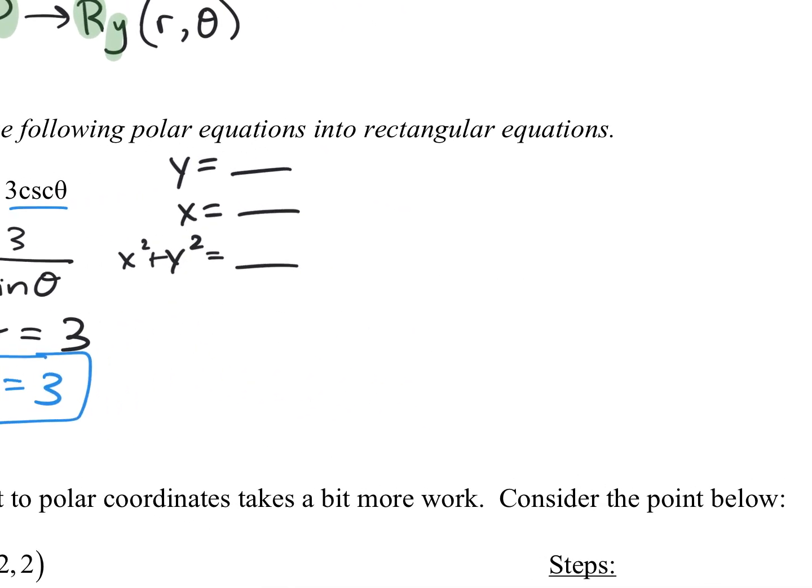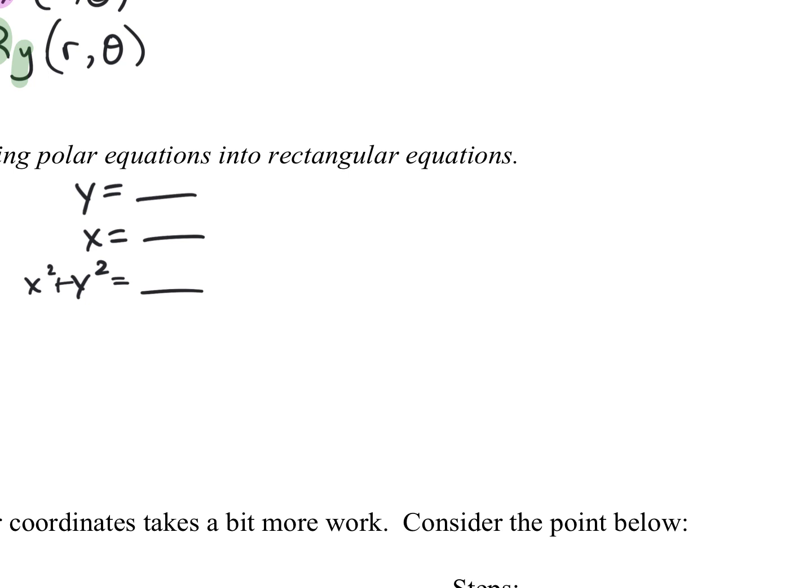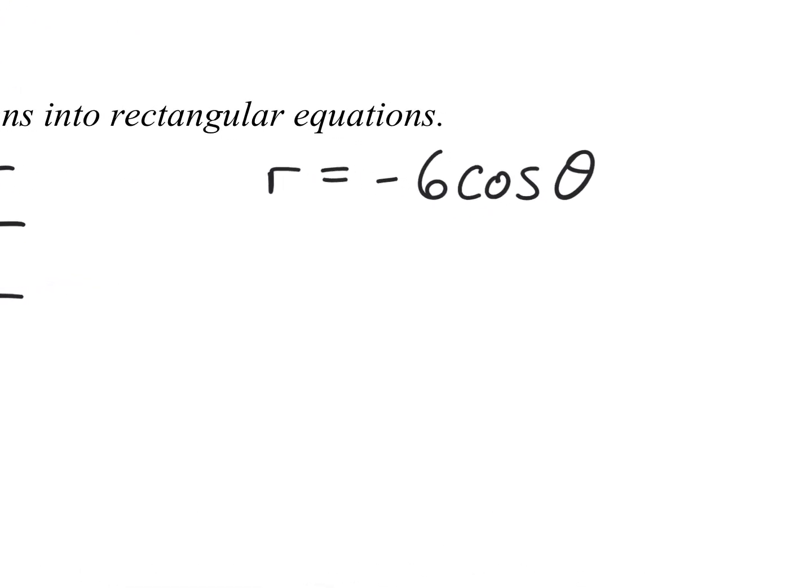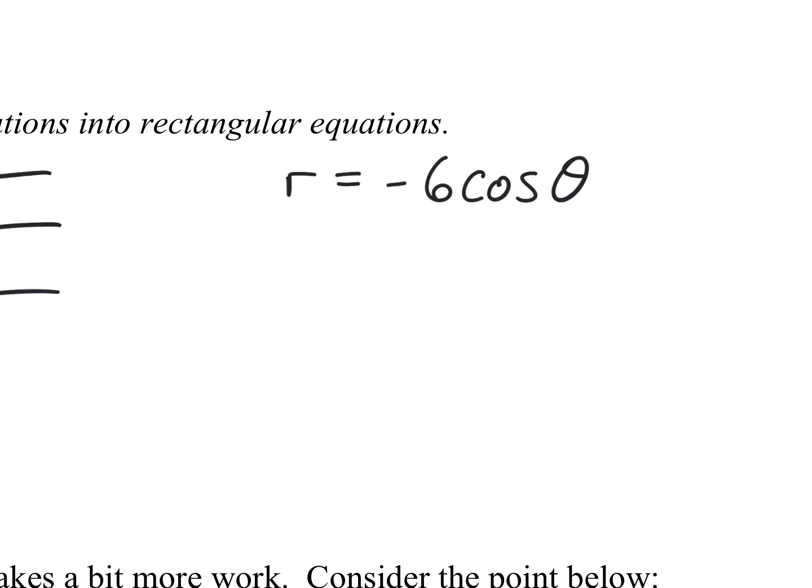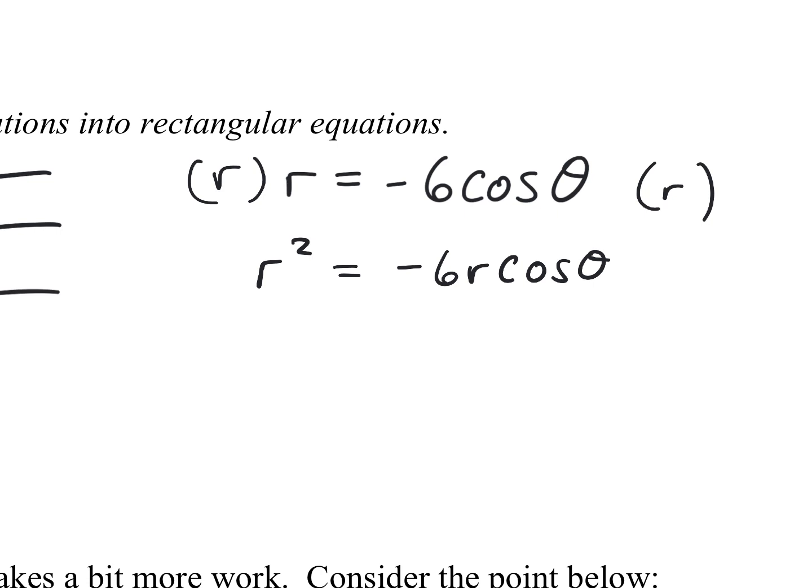I want to create one more. I'm just going to add to our notes. It's going to be r equals negative 6 cosine theta. Now here we have to use a little bit of a different technique. As we look at this, we have an r on one side, we have 6 cosine on the other, but we don't have enough to convert either. So what we want to do here is multiply both sides of our equation by r. By doing this, we'll create r squared on the left side of my equation and negative 6r cosine theta on the right. Why does that help us?